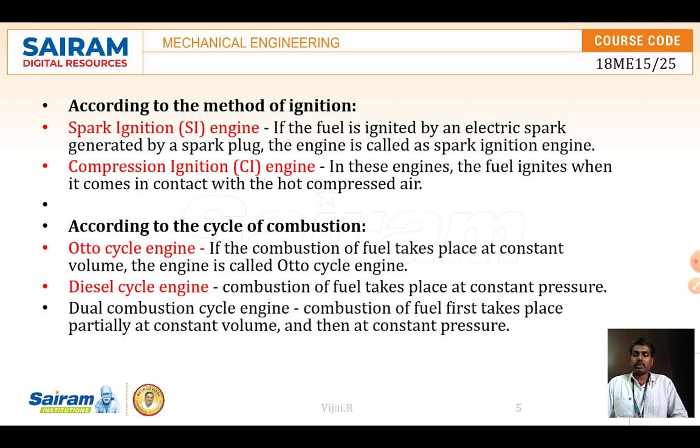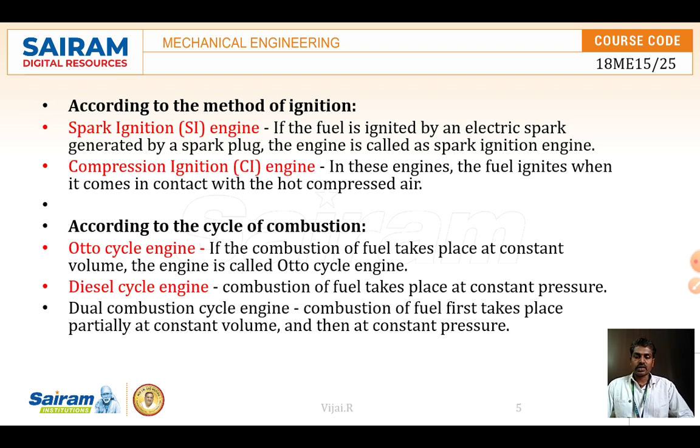And according to the cycle of combustion, as we said, petrol and diesel, two cycles were there, which in detail we will see. Cycle in the sense is intake, suction, compression, and then exhaust. All the four are different operations, and one cycle consists of all the four operations. So the Otto cycle is one, a constant volume cycle, we call it the Otto cycle engine. How it functions we will see in the further classes. So Otto cycle and diesel cycle: in the diesel cycle, combustion of fuel takes place at constant pressure.